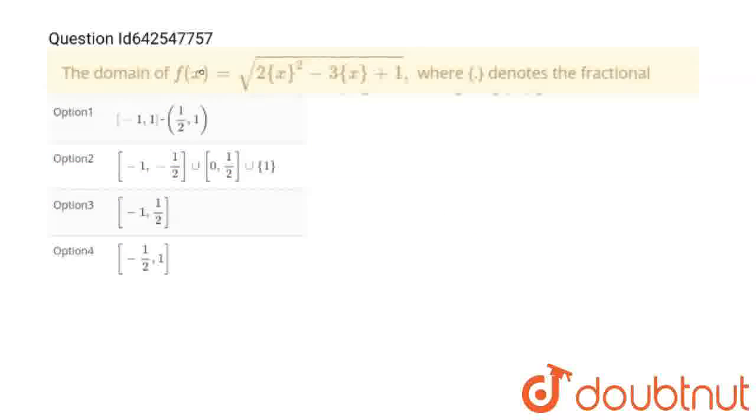Hello students, question is: the domain of f(x) equals square root of 2 times fractional part x squared minus 3 times fractional part x plus 1, where curly bracket denotes the fractional part function. Okay, and there are 4 options. We have to say which of the following options is correct. So let's solve this problem.